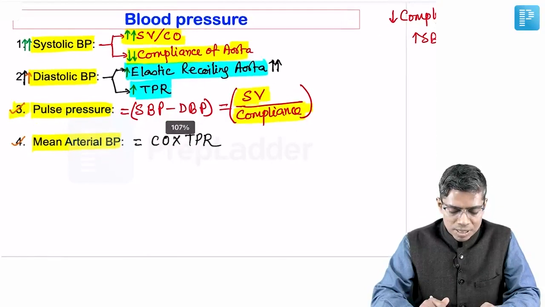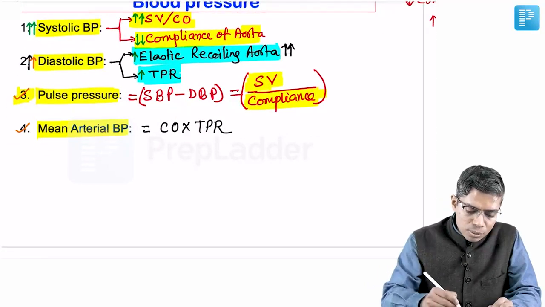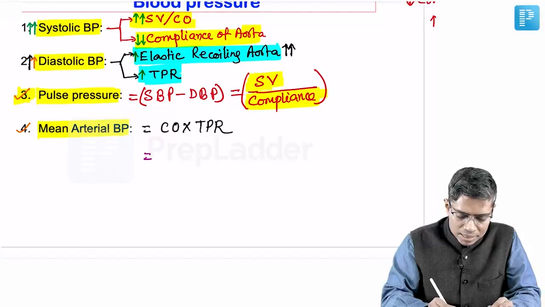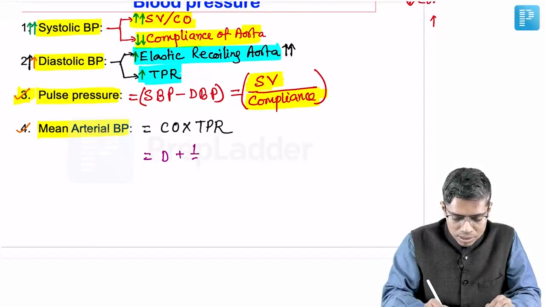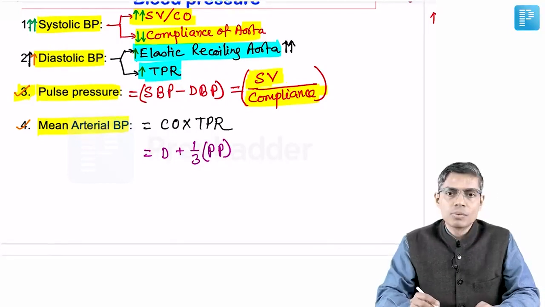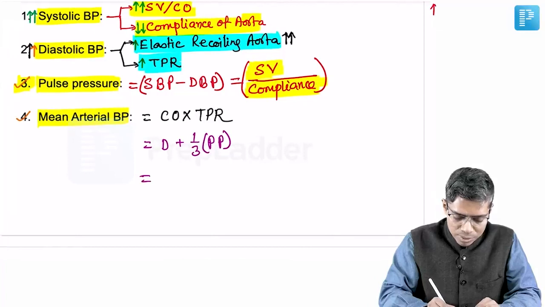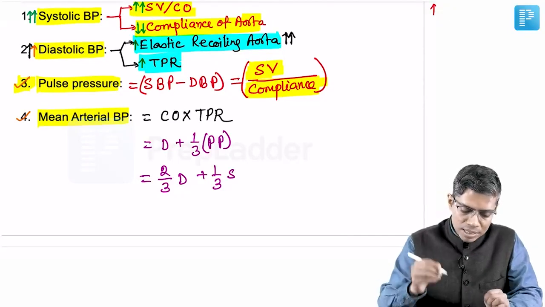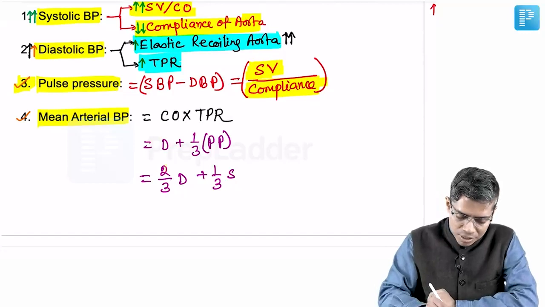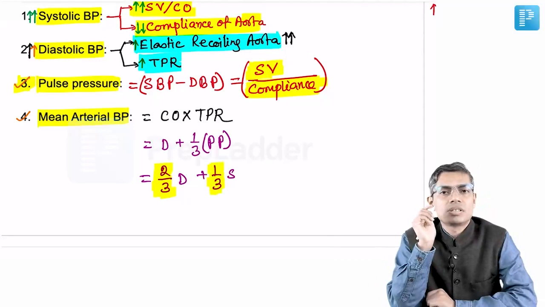But both of these measurements are difficult. So that's why we use a simplified formula, and that simplified formula is diastolic blood pressure plus 1/3 of pulse pressure, and that will be equal to 2/3 of diastolic blood pressure plus 1/3 of systolic blood pressure. Getting my point? So now if you look at the equation, the mean arterial pressure is equal to 2/3 of the diastolic blood pressure and 1/3 of the systolic blood pressure.